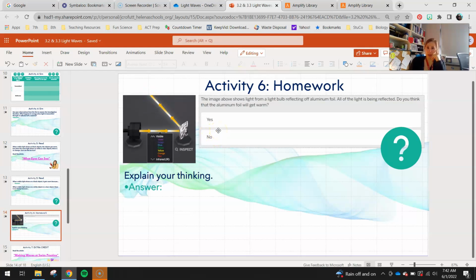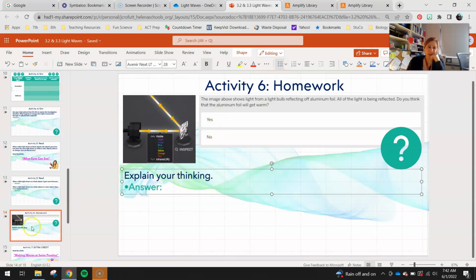the image above shows the light from a light bulb reflecting off aluminum foil. Although the light is being reflected, do you think the aluminum foil will get warm? Maybe you were right the first time. Maybe you figured it out the first time. Okay, if not, use what you guys learned in the last couple of little activities to tell me whether you think it'll get warm, and again, explain your thinking.